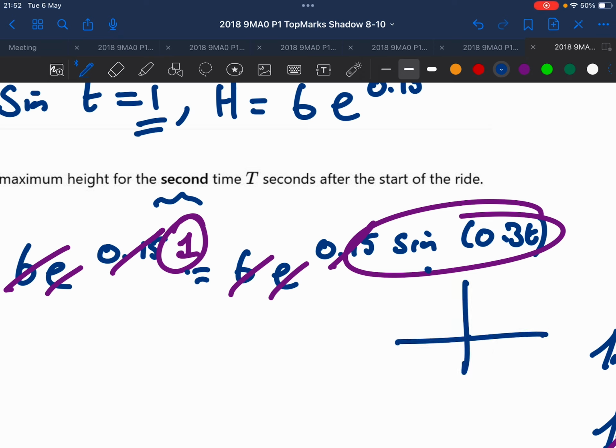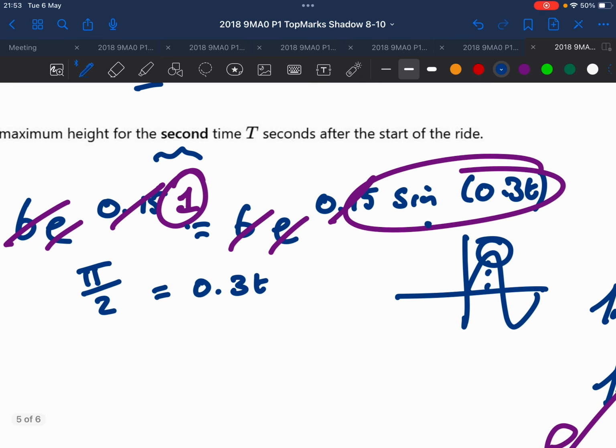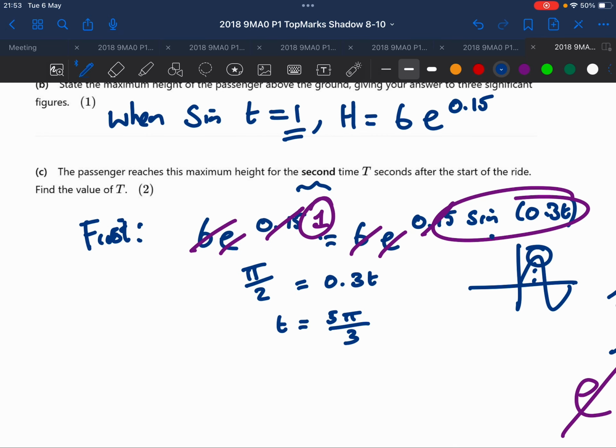Or when is a sine graph normally equal to 1? It's normally at pi over 2. So you're really saying it's when pi over 2 is equal to, well, it would be t, so it's going to be 0.3t in this case. So this is the first time at which it's going to happen. This gives you a t value of t equals, is this 5 pi over 3? I'm just doing some thinking about that. Yeah. So that's the first time when it's going to happen.